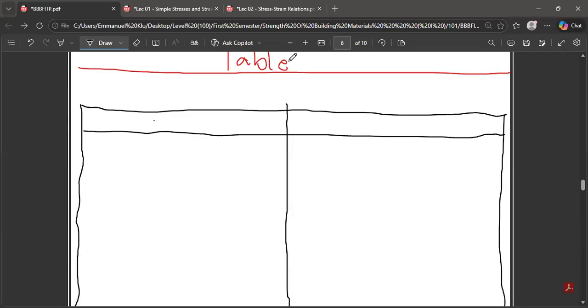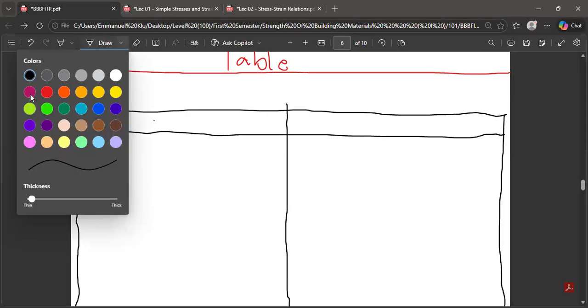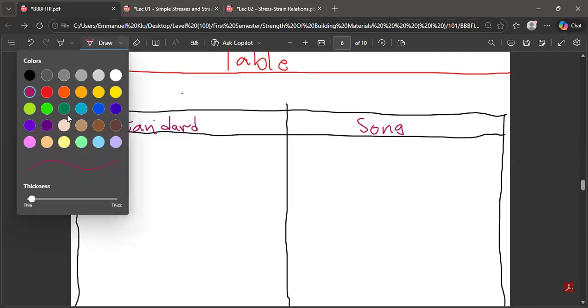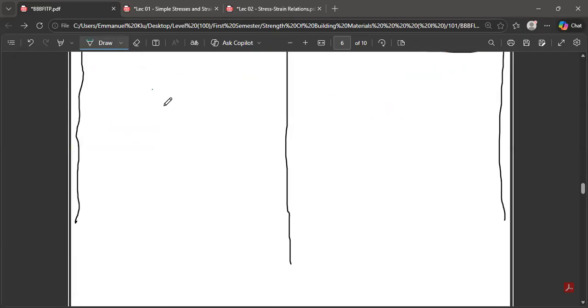So on my left hand side, I have the standard, and on my right hand side, I have the song. Do you understand me? I'm going to put the song at one side. Our song is going to be here, and our standard values are going to be here. Let's see how we are all going to do this together.